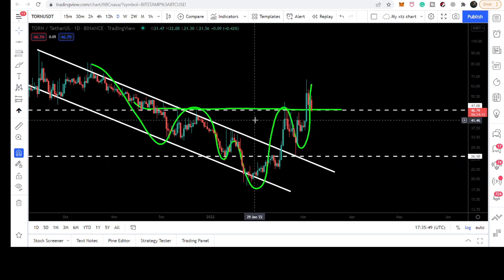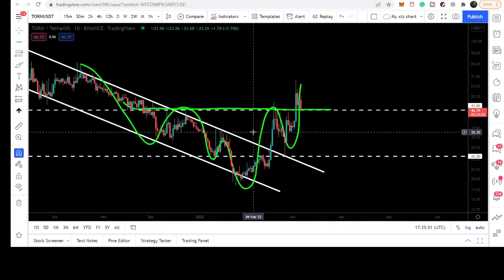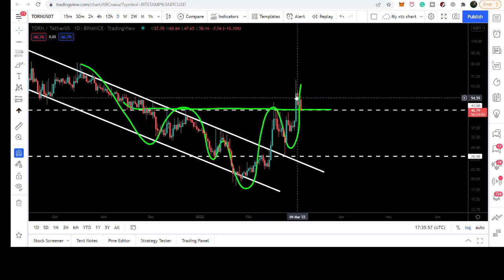This is a very important and very bullish move that the price line has started right now, that it has also broken out this $47 resistance and the resistance of this bigger inverse head and shoulder pattern.